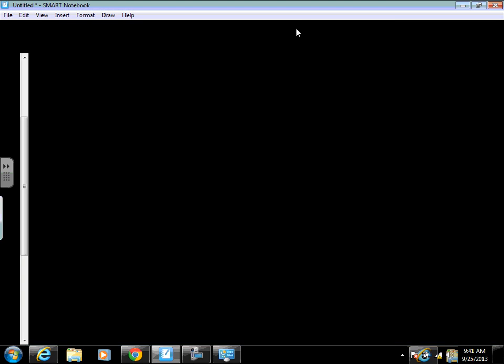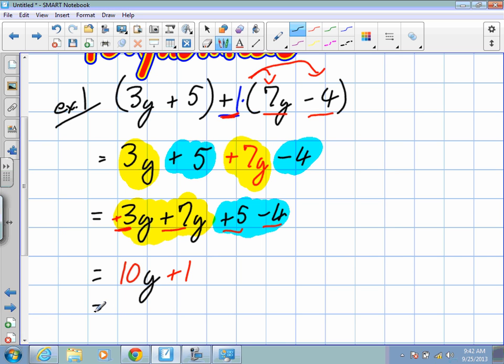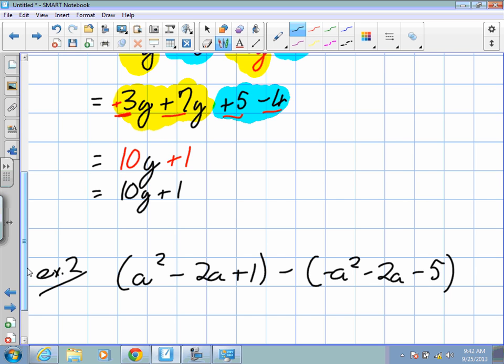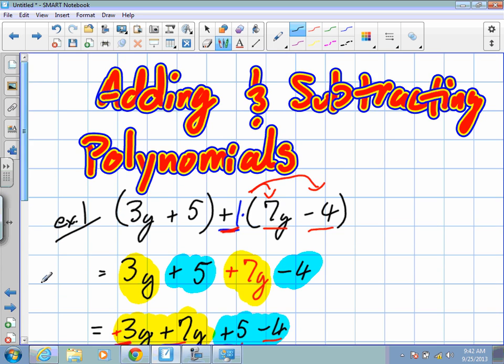So our answer is, and it's already written there, I'm just going to write it all in one color, 10y plus 1. That's when we've collected all our like terms. So let's move into something that might be a little more challenging for us.